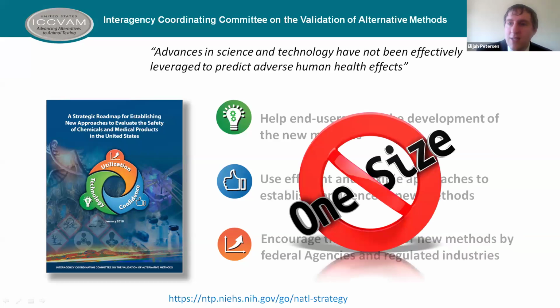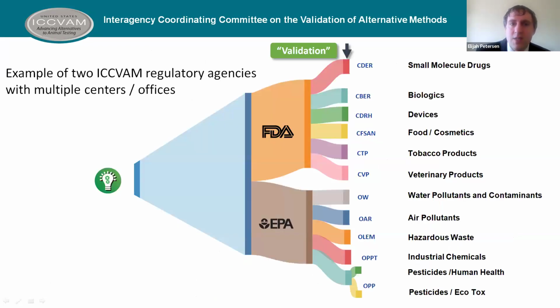And again, there's no one size fits all. There are many different contexts of use among different agencies and even centers within an agency. So it's really important to be laser focused on what the specific use is and what's needed for that use. This is just one example where you can see within just 2 agencies, there are a bunch of different centers with different types of products that they're regulating. And so what works for one center may not work for another center because, again, of the different contexts of use and different needs.